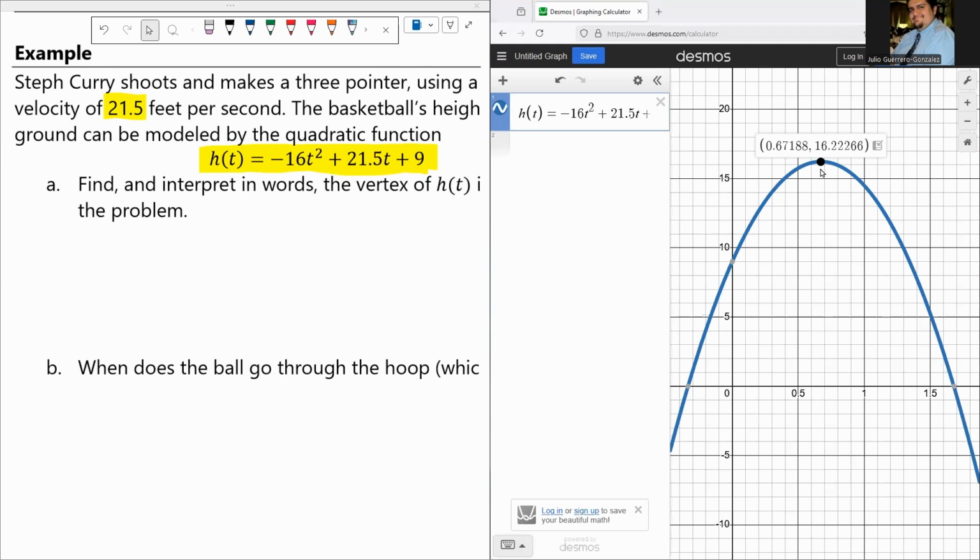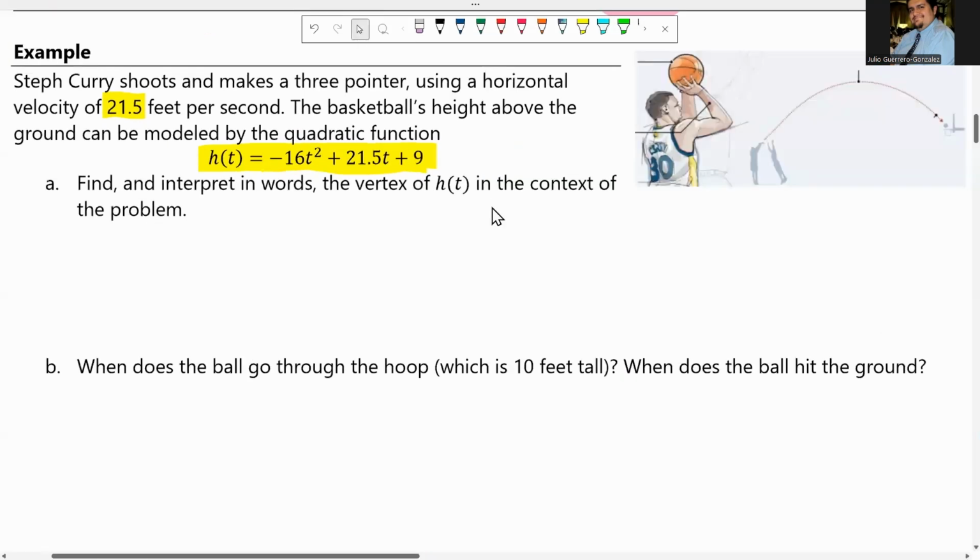But what I want to do is at least try to solve these by hand and then use Desmos where we need to compute. That's what we're going to be concentrating on right now. So first, find and interpret in words the vertex of h of t in the context of the problem. For h of t, the vertex is the h and the k. These are practically the steps right here: Step 1, find h. Step 2, find k.